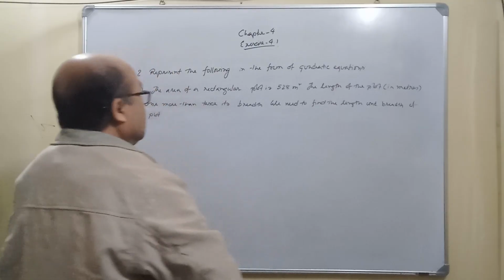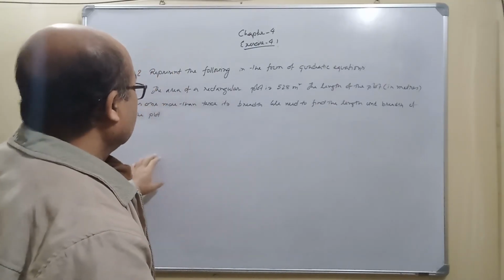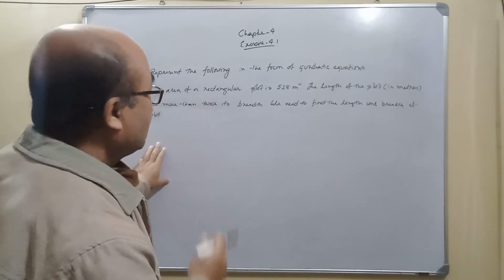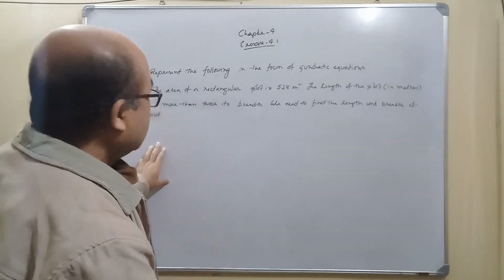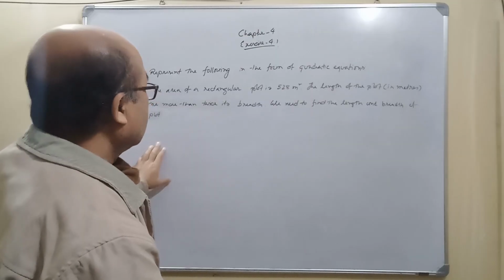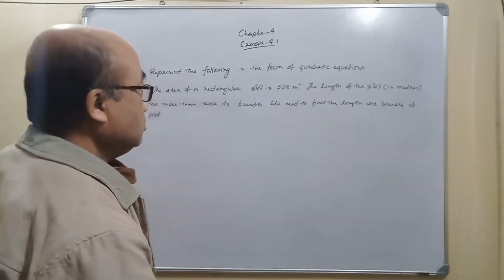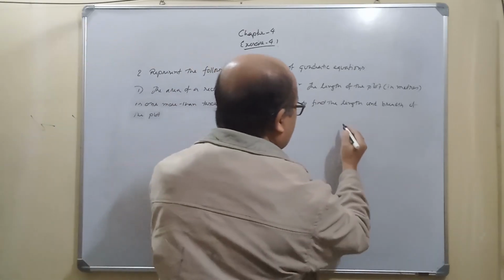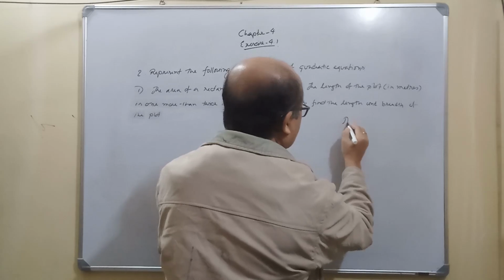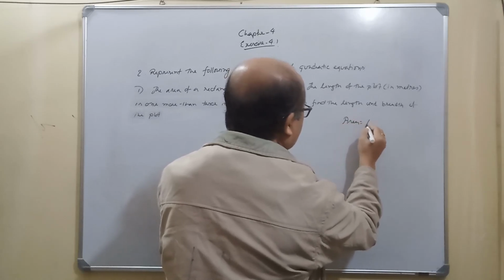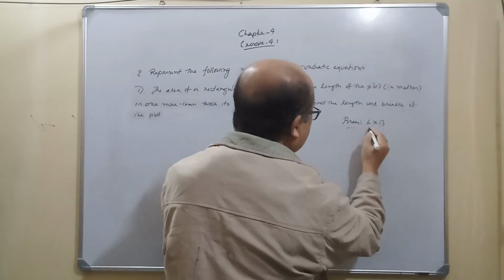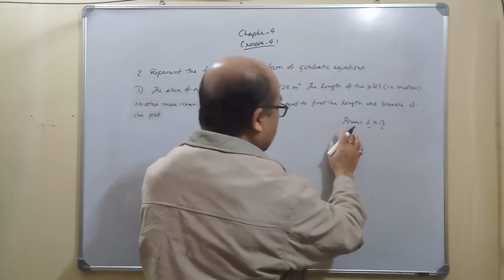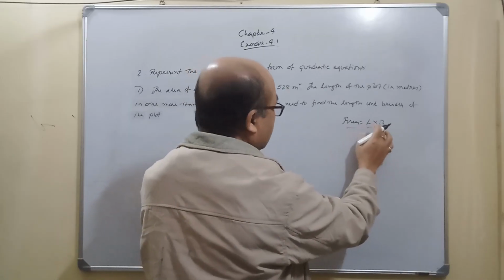So we have a rectangular plot of 528 square meters. The length of the plot is 1 meter more than twice its breadth. So area is equal to length into breadth. That is a formula. Area of a rectangular plot is length into breadth.